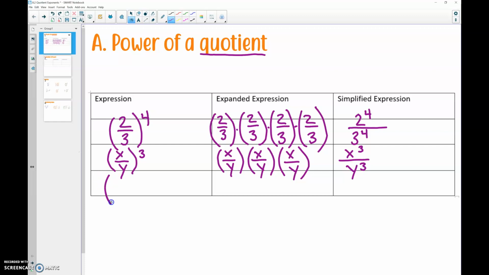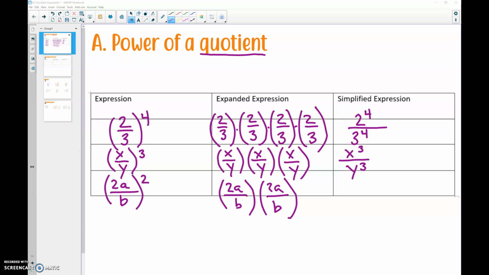And our last one, let's do some numbers and variables. So we'll have 2a over b, and we'll just square this one. So what we have is 2a over b times 2a over b. Take a second and try to think of what you think the simplified expression should be for this one.